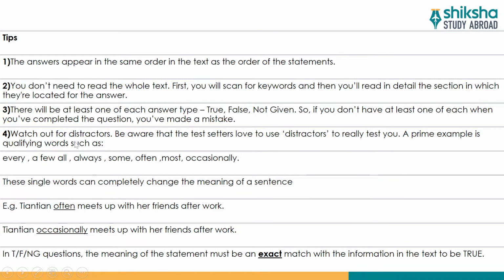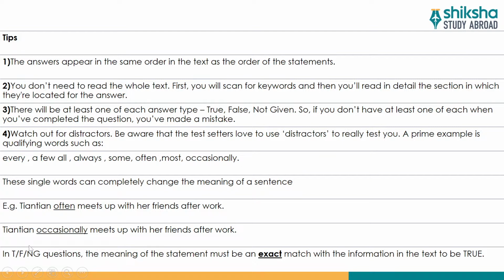Fourth is watch out for distractors. Be aware that test setters love to use distractors to really test you. A prime example is a qualifying word such as every, a few, all, always, some, often, most, and occasionally. These single words can completely change the meaning of a sentence. Hence, it's important to look out for these distracting words.